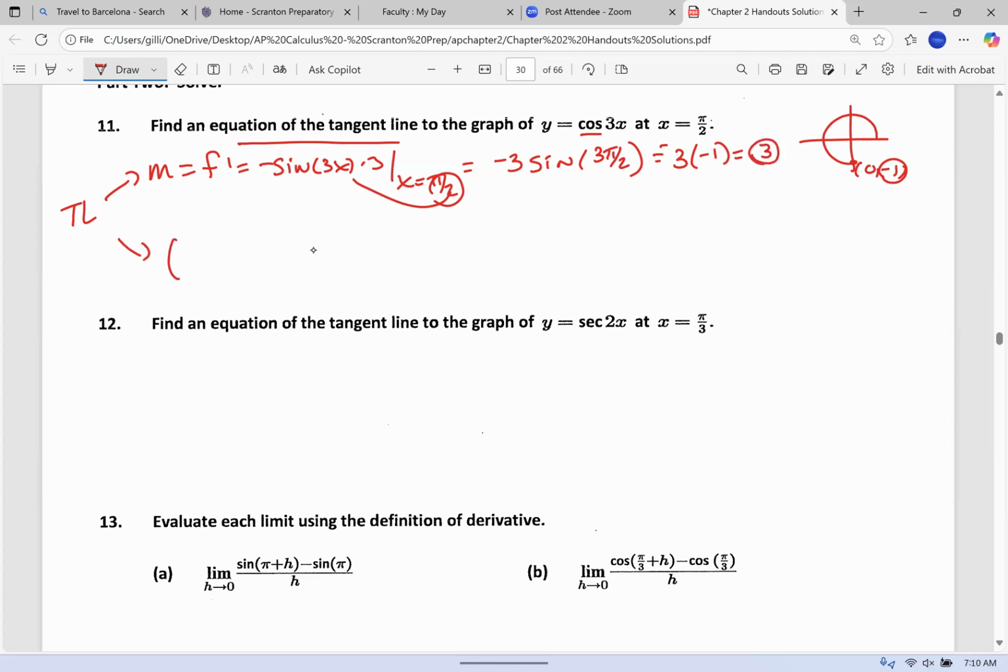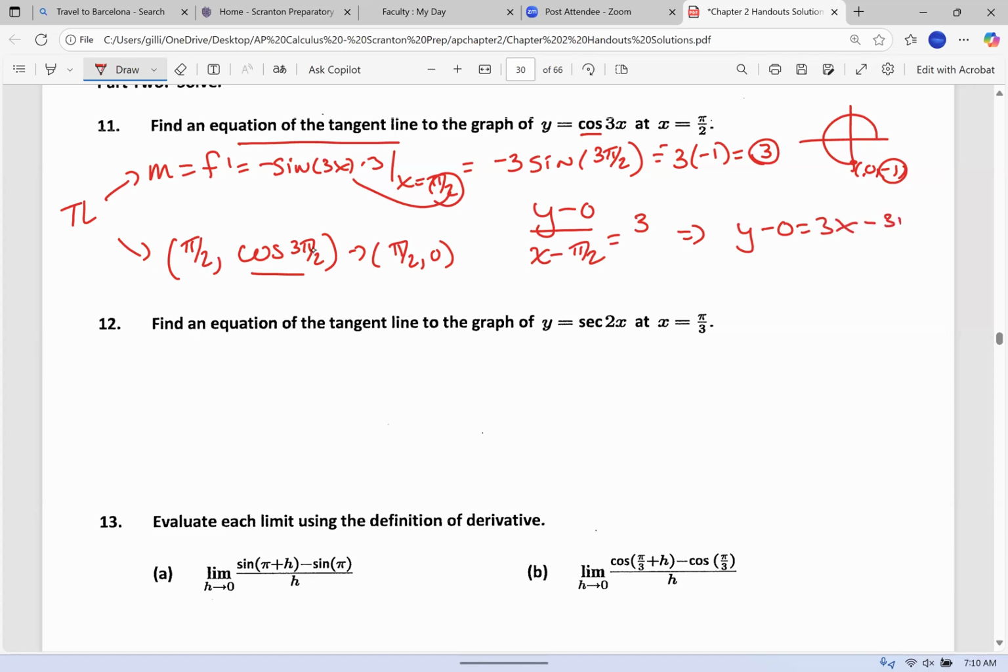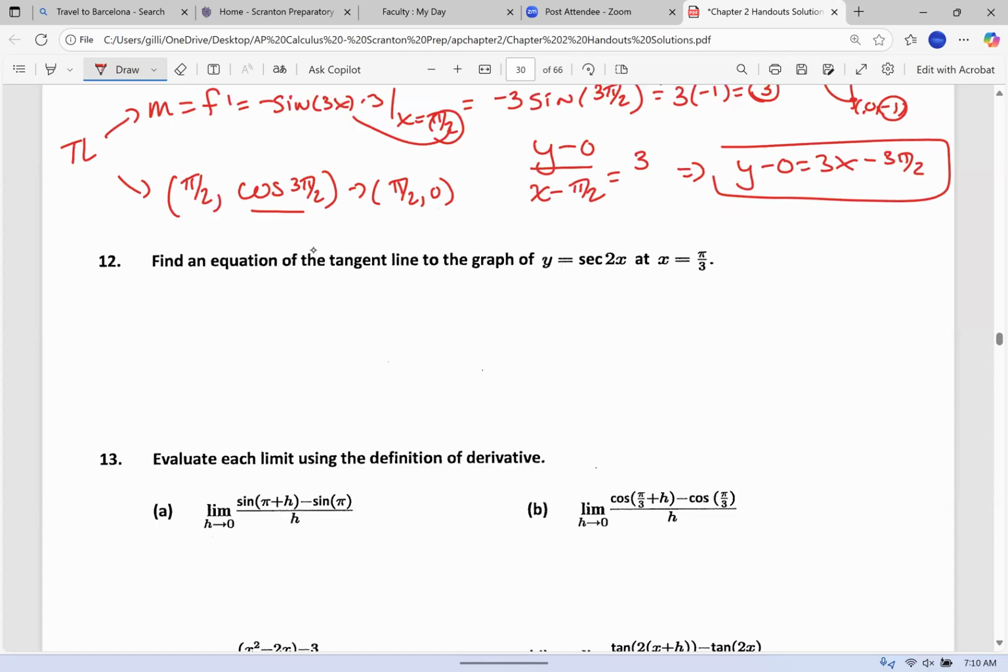But I also need a point, and the x value is pi over 2, and the y value is found by subbing that in. And the cosine of 3 pi over 2 is 0. So that ordered pair is pi over 2, comma 0. So now you find the line: y minus 0 over x minus pi over 2 equals my slope of 3. I'm going to cross multiply. Don't really have to distribute. And there's my equation. Obviously, the 0 doesn't mean anything.